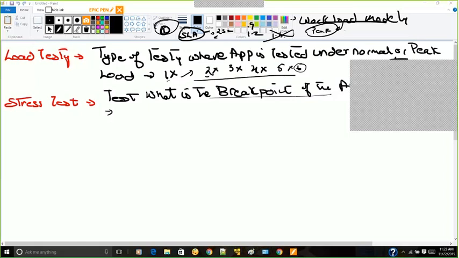So breakpoint can be defined in different ways. One, the application is not responding. Second, your CPU spikes up to 100%. That's also a breakpoint. But if your CPU is 100% and the application is still responding within the SLA, then you are still good to go with a higher volume. So we have a standard requirement, like how much time it has to take to respond.